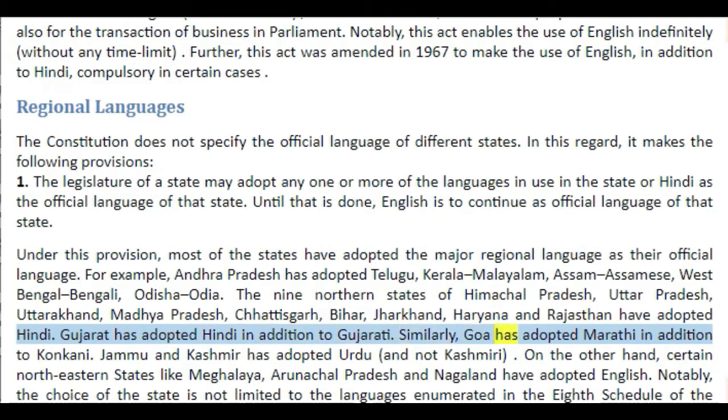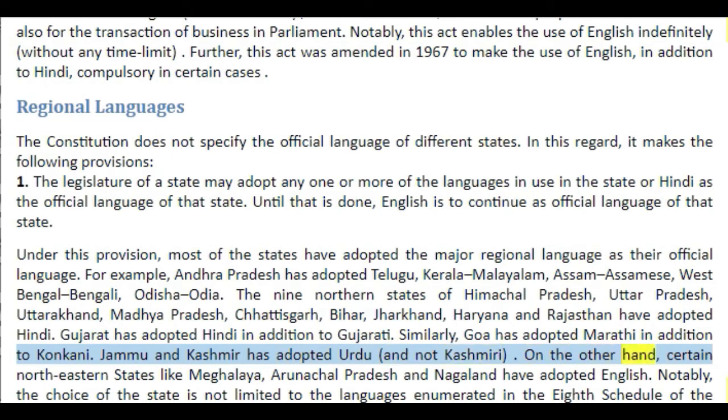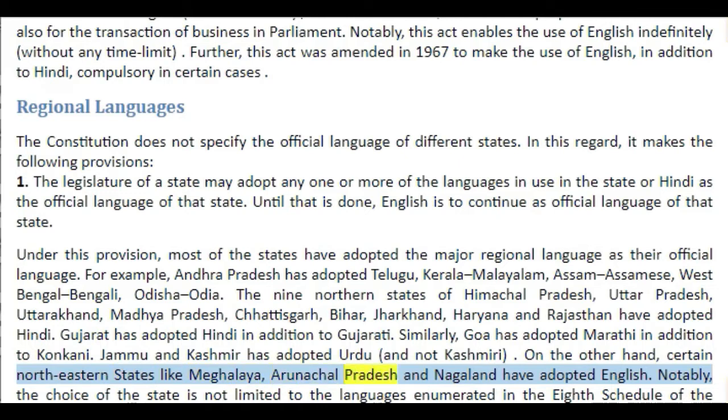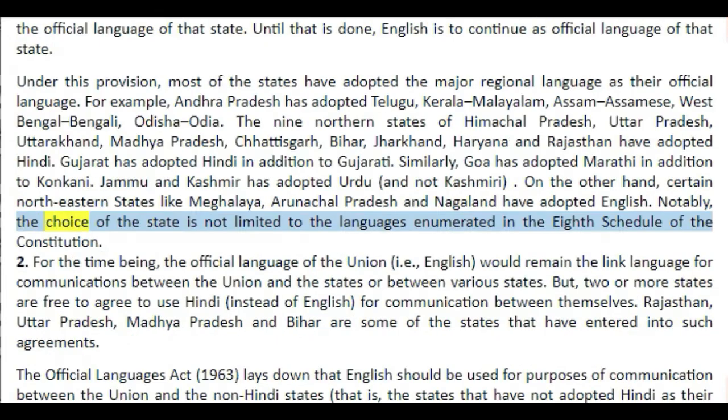Similarly, Goa has adopted Marathi in addition to Konkani. Jammu and Kashmir has adopted Urdu, and not Kashmiri. On the other hand, certain northeastern states like Meghalaya, Arunachal Pradesh, and Nagaland have adopted English. Notably, the choice of the state is not limited to the languages enumerated in the 8th schedule of the Constitution. 2.